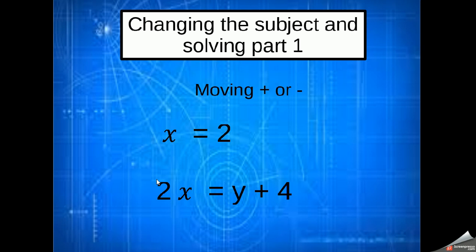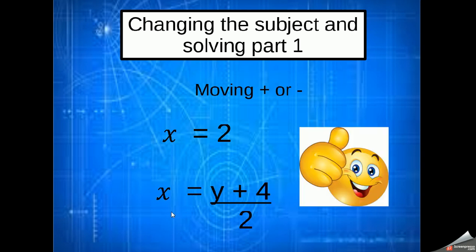When changing the subject down here then, we've got 2x is equal to y plus 4. I've got to get rid of the 2. So I divide both sides by 2, and notice how I don't just divide the y or the 4 by 2, I divide the y plus 4 by 2. The 2's have cancelled on the left side, and now I've got y plus 4 over 2.